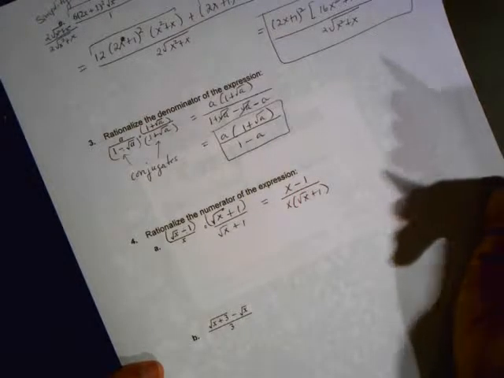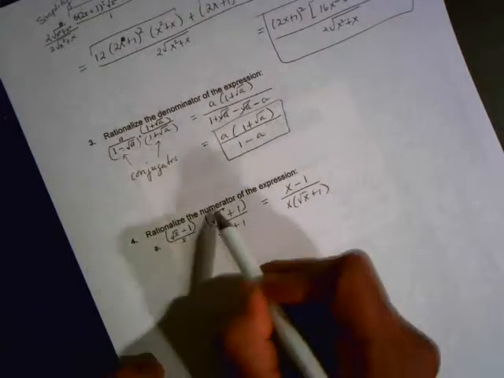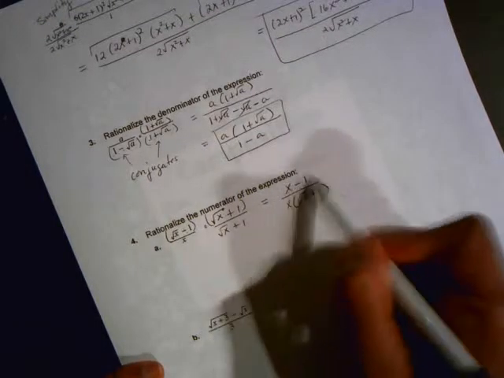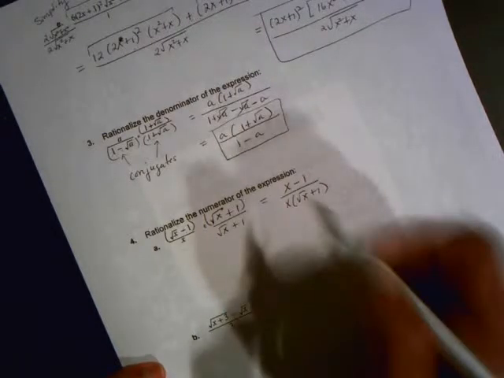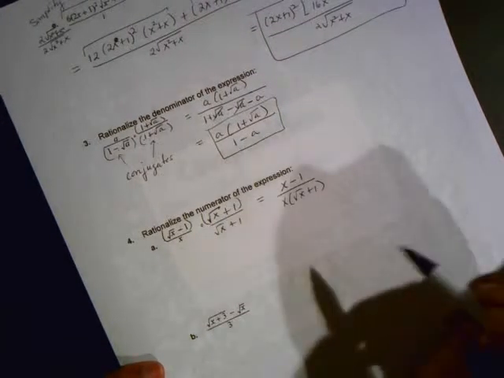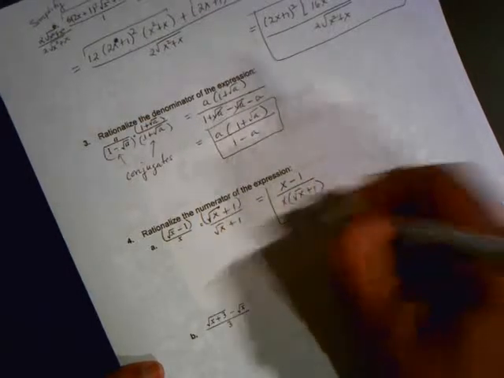Now, questions to ponder. Did we answer the question? Rationalize the numerator. Yes, there's no square roots on the top. We answered the question. Can we go further? Can I cancel these x's? The answer is no, because there's a -1 attached to the x. So you would stop right there.